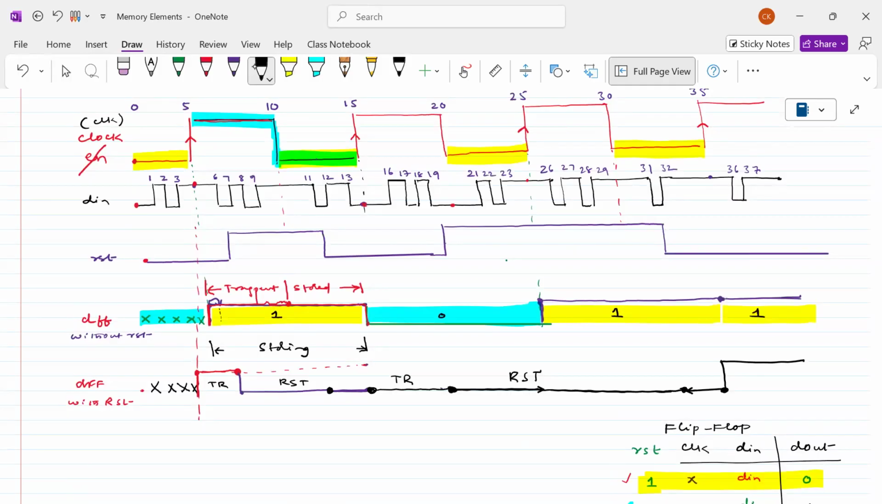See, without the RST signal, this is how the high and low would come. But because of the RST, the waveform looks something like this. So whenever you give the RST randomly, something like this also, you should be in a position to understand how the waveform has come.